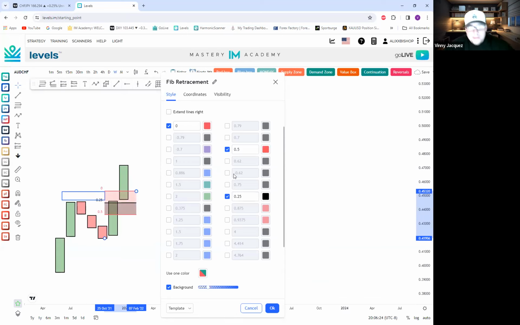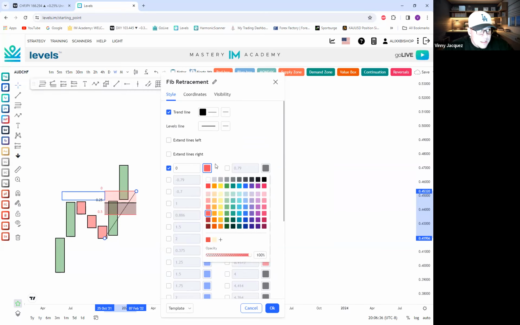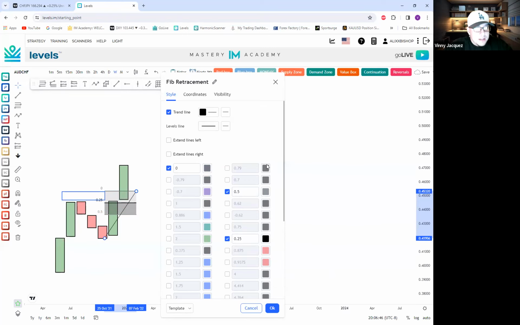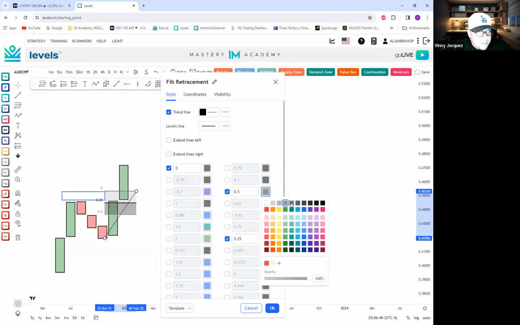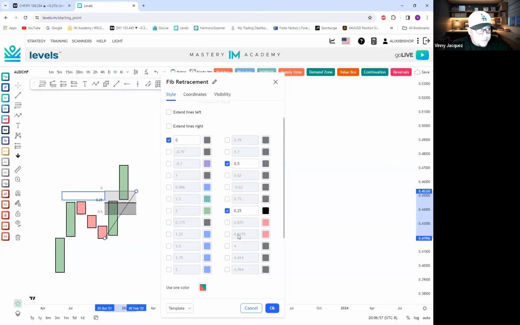Okay, cool. So this is the fib that he's using. If you want to go ahead and take a picture, go ahead and let me know when you're done, because this is the fib that we're going to be using. We can add the trend line just so I could show you guys. Let's see if we can use a different color. This is fine. Okay, cool. So all we have really is the zero, the 0.50 and the 0.25. That's all we got, right?